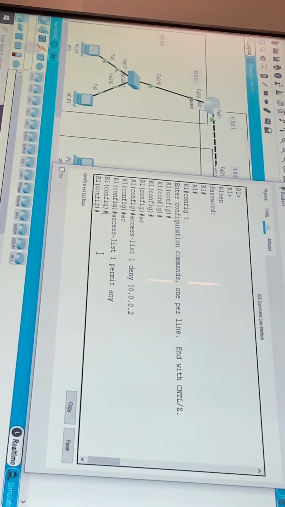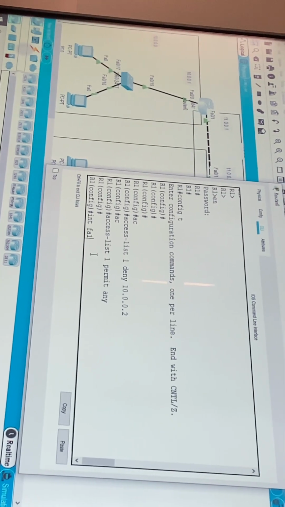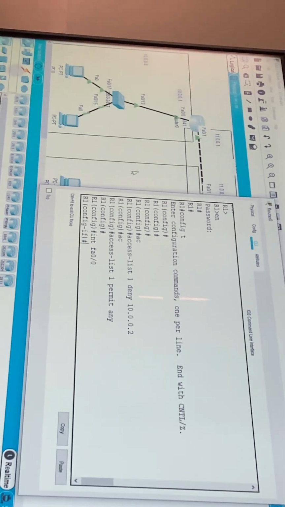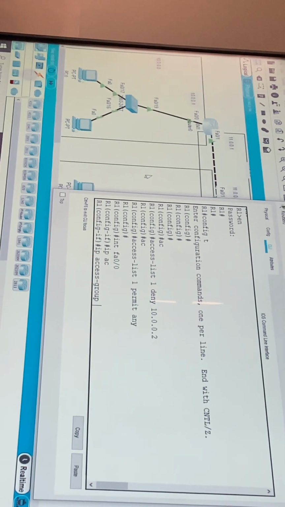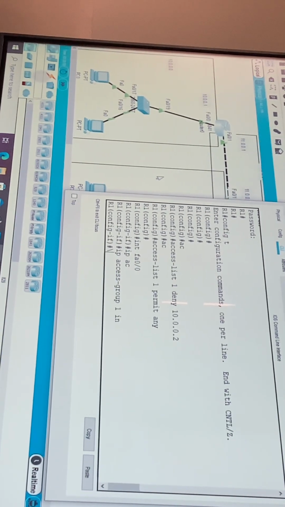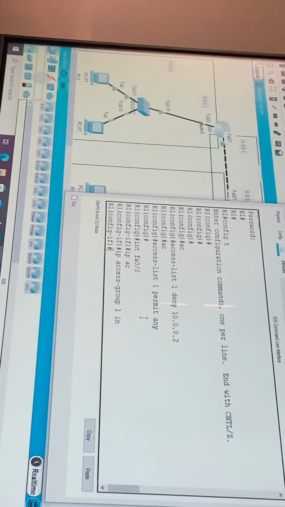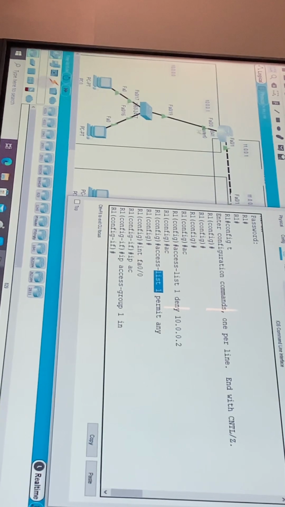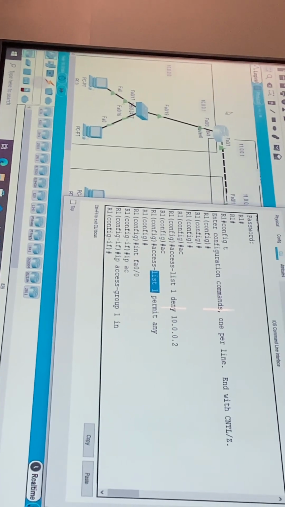So I will write interface FA0/0. I'm on this interface now, and I will write ip access-group 1 in. Meaning, apply access list 1 on the in direction of the interface. Now let's see what will happen.